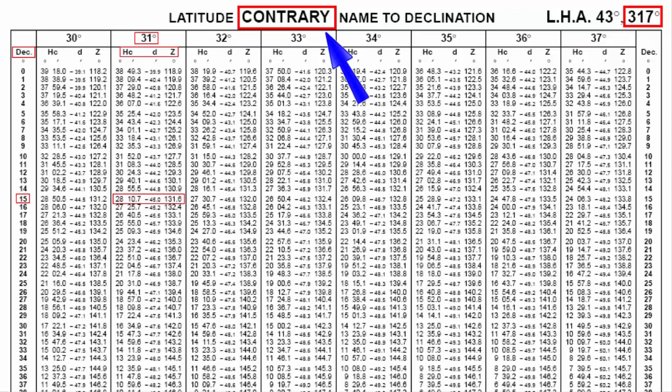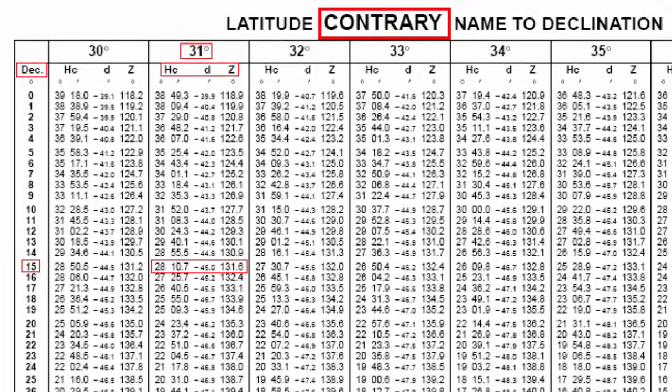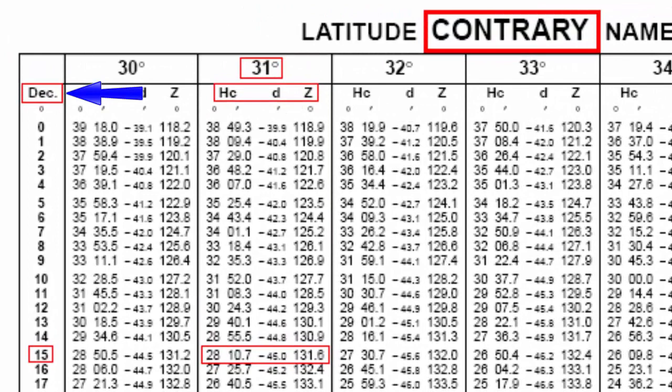That's for different hemispheres. Our LHA is 317. Our assumed latitude is 31 degrees, and you see 30, 31, 32, etc. And these can be either north or south, depending on what hemisphere you happen to be in. And down the left-hand column, you see declination in degrees. Now, that's only the degrees portion of declination. Remember, the declination was 15 degrees 47.2, and this is degrees.